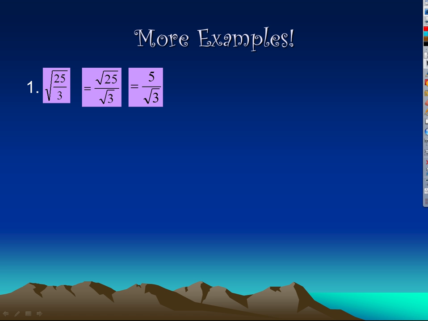On the top, we just get 5 times the square root of 3. Now, what's the square root of 3 times the square root of 3? Yeah, square root of 9, right? And what's the square root of 9? 3.